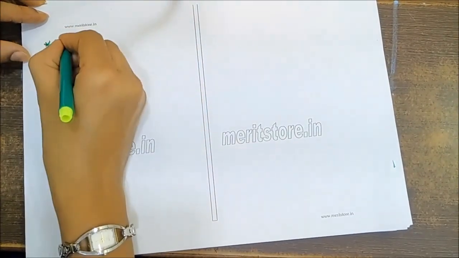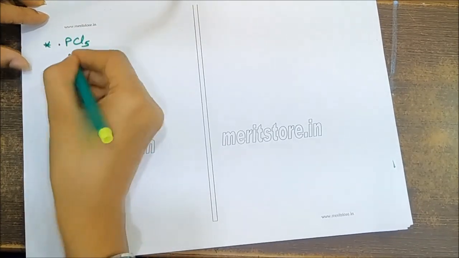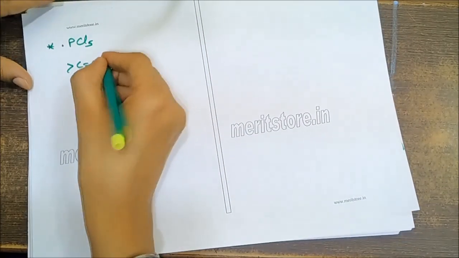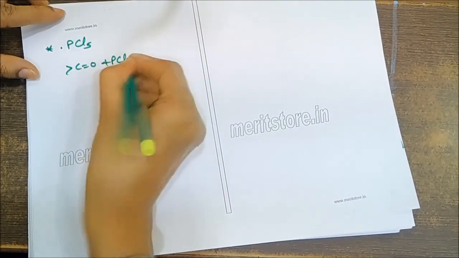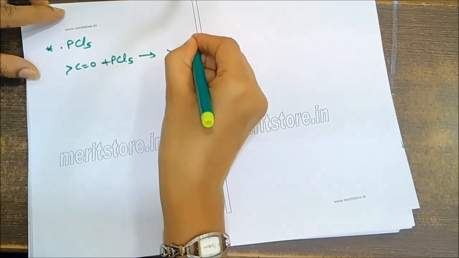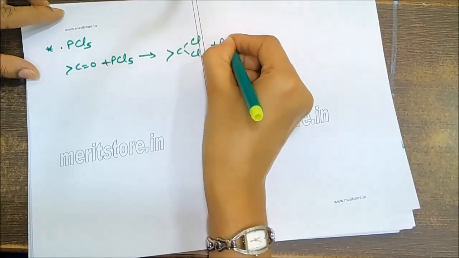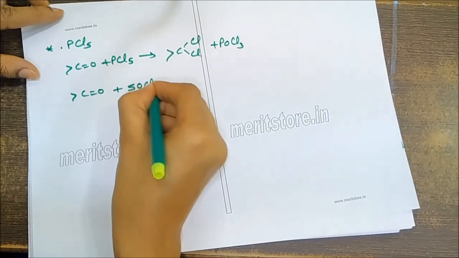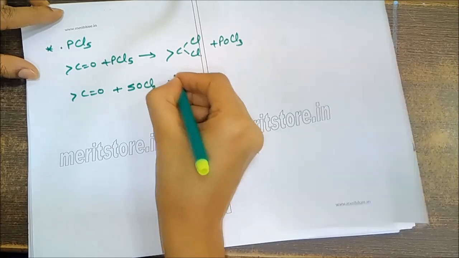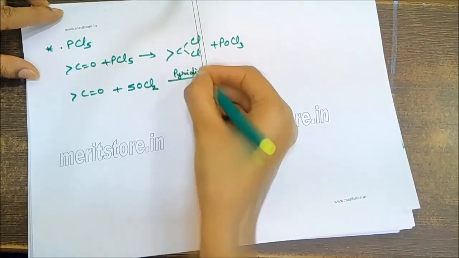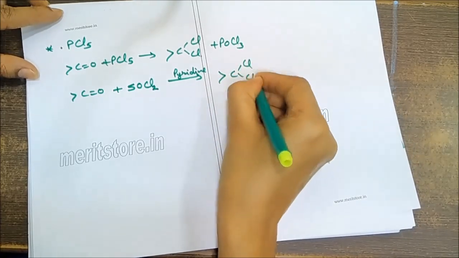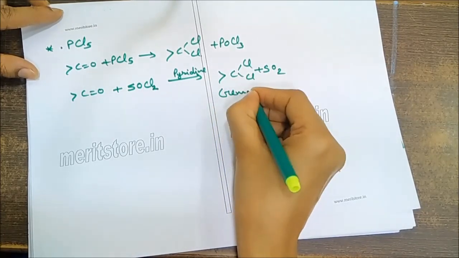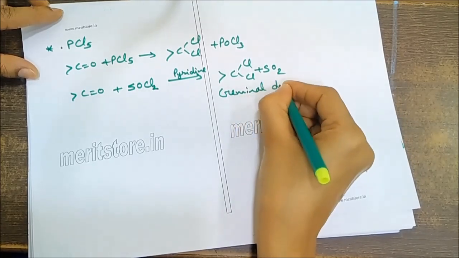Now reaction with PCl5. Carbonyl compounds on reaction with phosphorus pentachloride will make dichloro compounds. Carbonyl compounds on reaction with thionyl chloride in presence of pyridine will also make dichloro compound. This is a gem dihalide compound. Gem means geminal dihalide compounds.